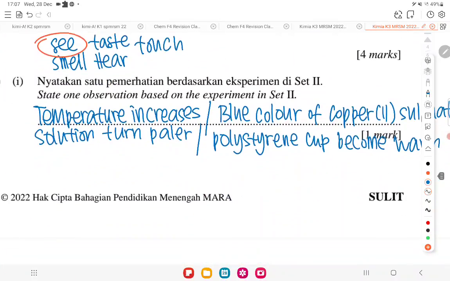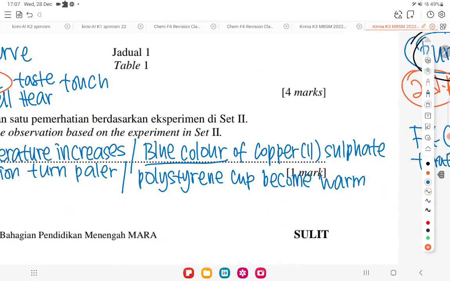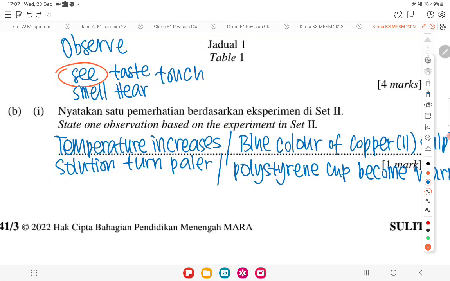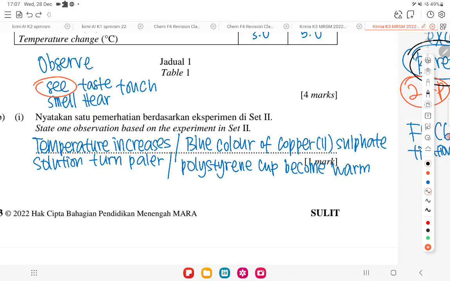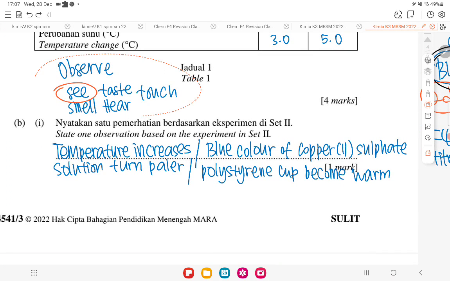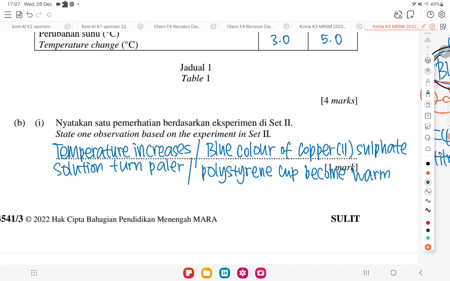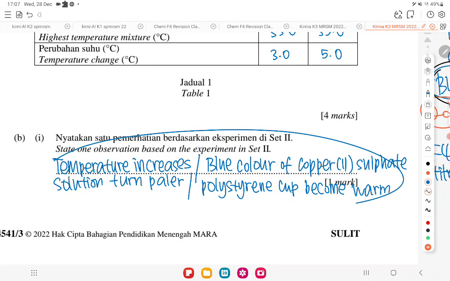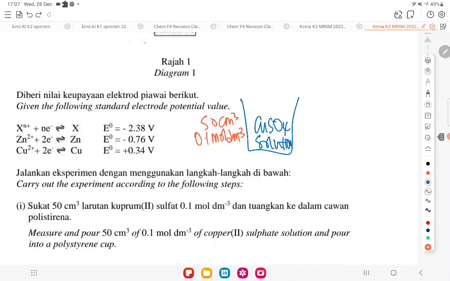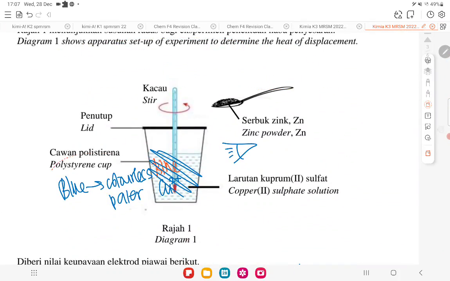So for the observation, you can write: the blue color of the copper(II) sulfate solution becomes paler. If you don't want to say paler, you can say colorless. Also can, no problem, based on what you see. So here I give you 3 observations: this is the first, the second, and the third. In the exam, do you need to write all of them? No, you don't need to write all the observations. Out of the 3 observations here, you just need to give 1. Just 1 observation is good enough already. Done. Okay, the next one.